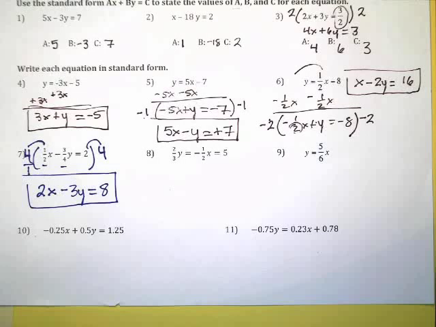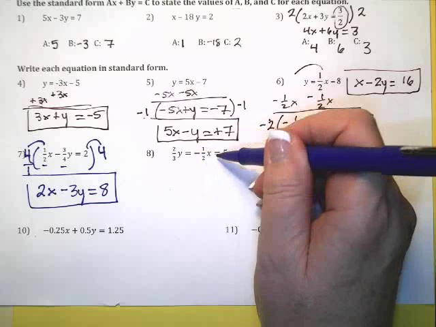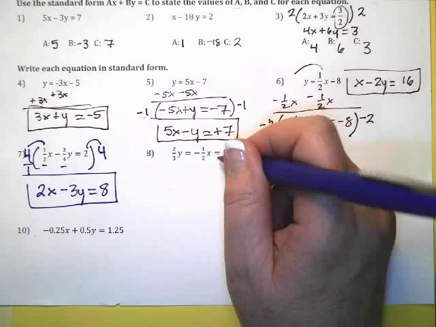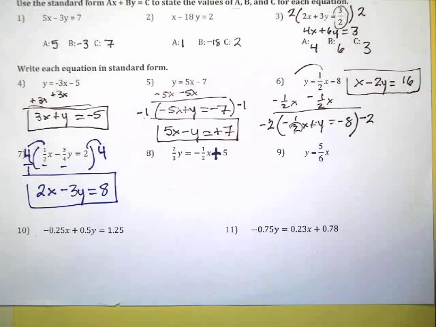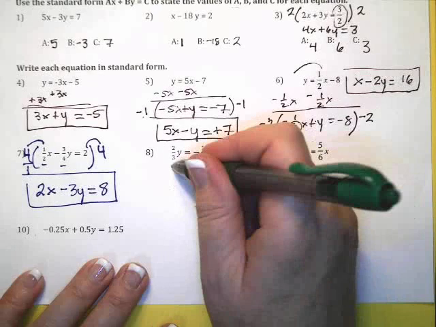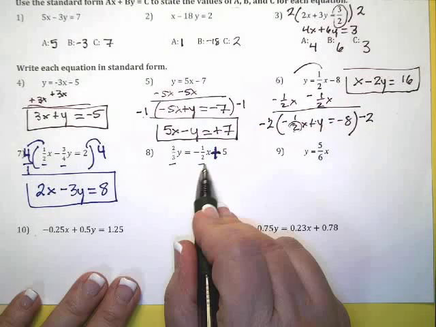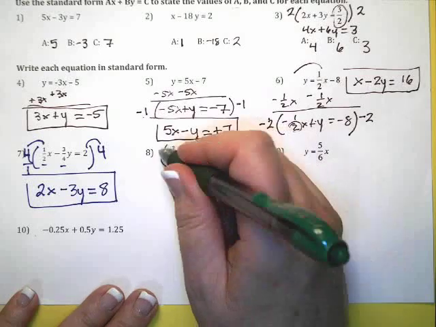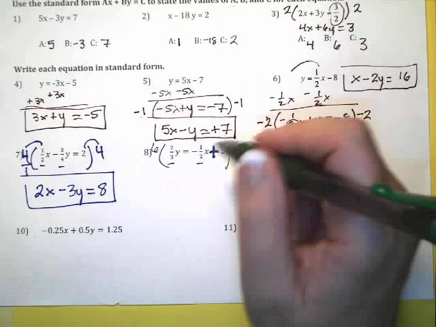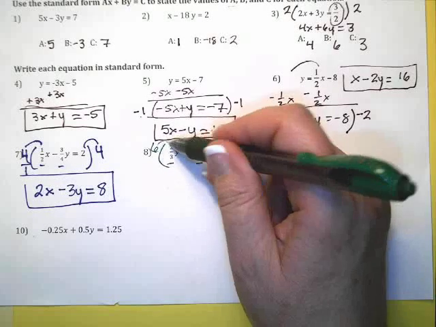All right, number 8. Let's fix number 8. It looks like we have 2 equal signs, so there's a typo on this one. This should be a plus 5 at the end. So the very first thing I want to do is get rid of these fractions, and then I'm going to rearrange things. You could rearrange first and then get rid of fractions, but I'm looking at this 3 and 2, and the smallest number that 3 and 2 both go into is 6. So I'm going to multiply every term by 6.